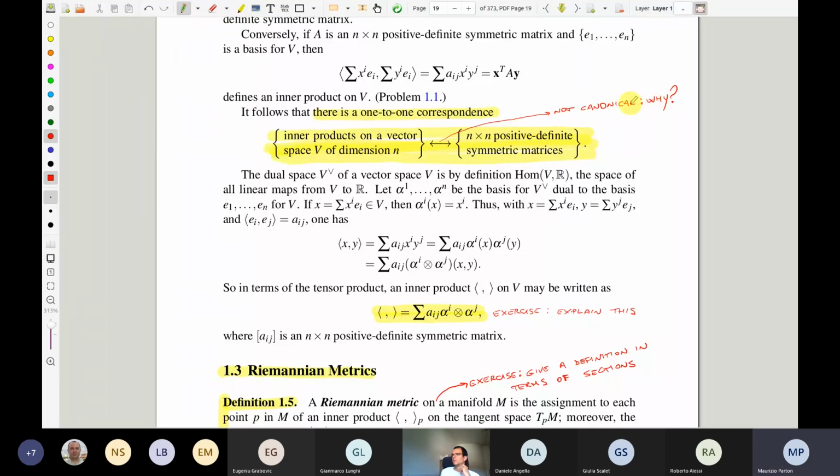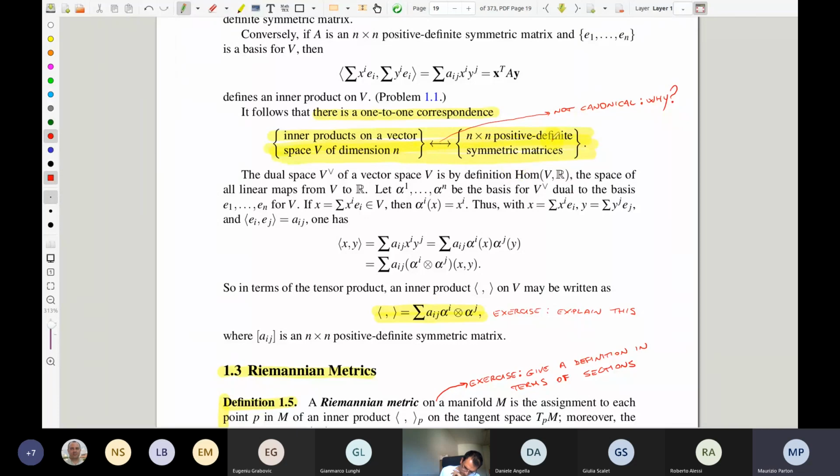Why? What does it mean? Can you answer this question? Why? What does it mean not canonical? Depends on the reference system. The basis. Perfect. We had the answer from the classroom. It means that this map depends on the chosen basis.